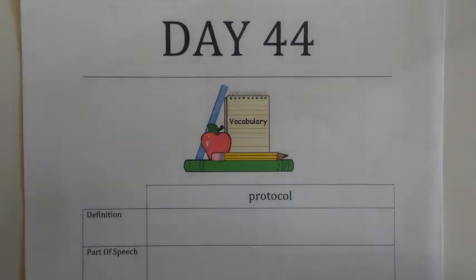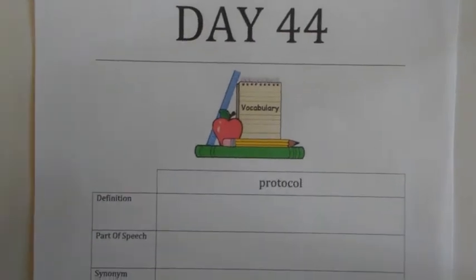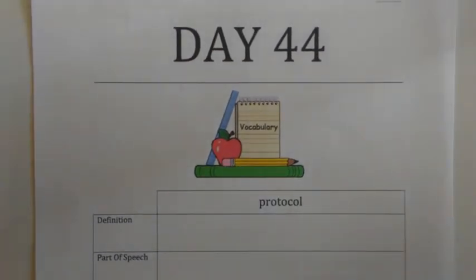Okay, here we are on day 44 of our HiSET test prep. And day 43, in math, we were looking at volumes of three-dimensional shapes. We did the volume of prisms, the volume of cylinders, and the volume of spheres. Today, they're going to continue with volumes of two more three-dimensional shapes, pyramids and cones.